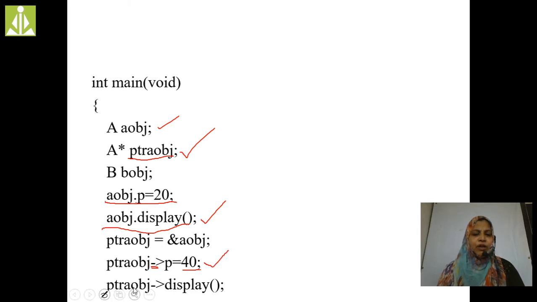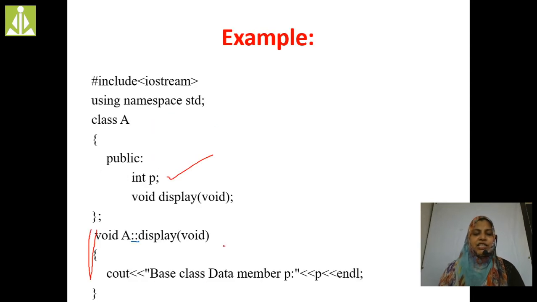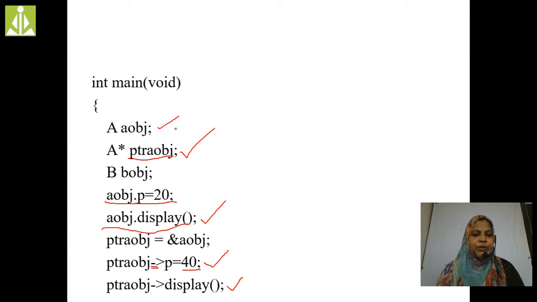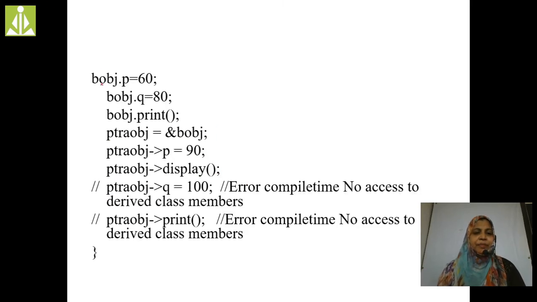Now ptra, the pointer variable of the base class, is going to access the display function which is present in the base class. Directly control is going to transfer here, and it is going to display the value of the base class data member p. What is the p value here? The p value is 40, right? Up to here clear? We are accessing the data members of the base class by using the object aobj, and by using the pointer variable ptra. Now in the second slide, bobj.p equals 60, bobj.q equals 80.